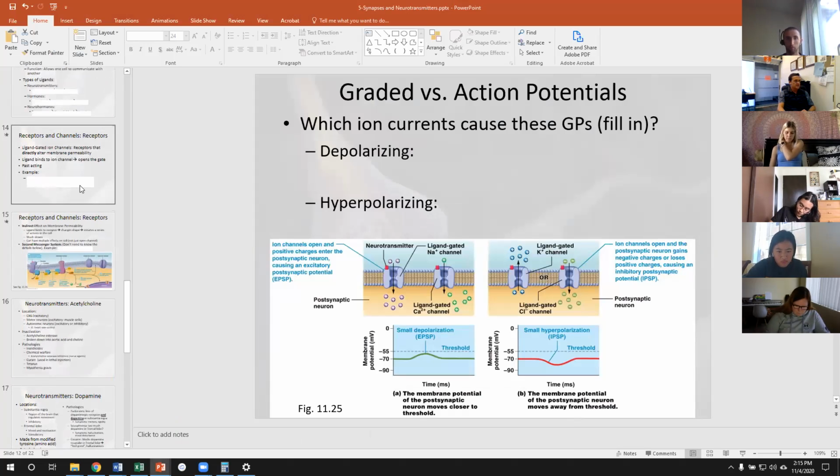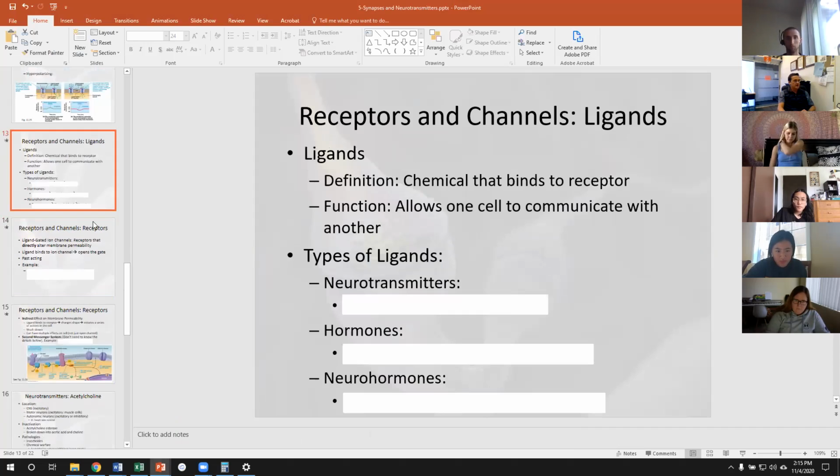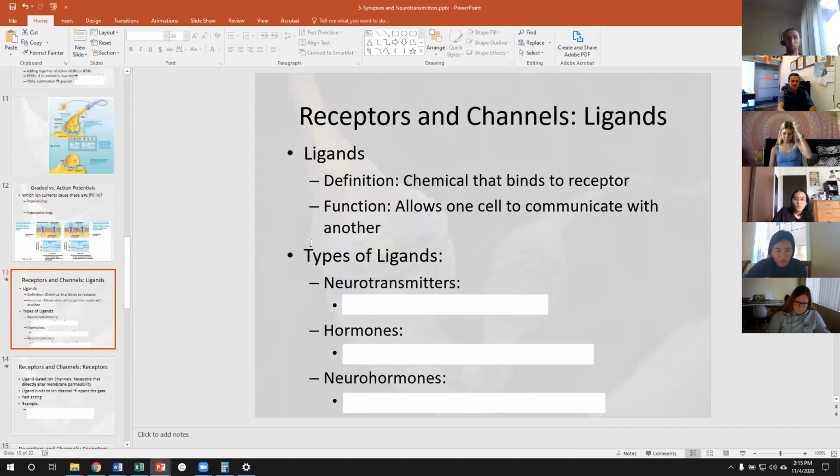Oh yeah, this part here. These different types of receptors and channels, is that what you're talking about? Okay. Yeah, my notes, I'm trying to read over them and they're just really not making sense to me.